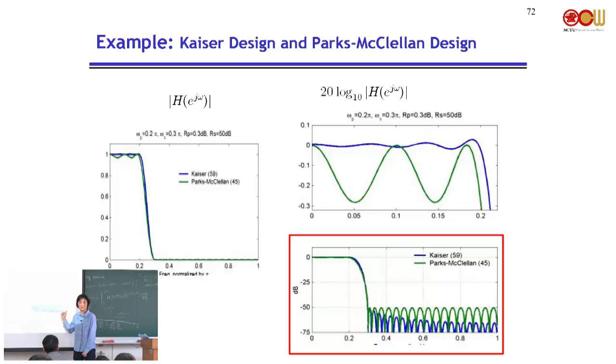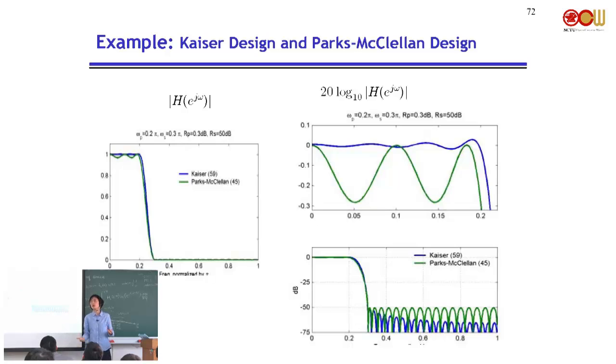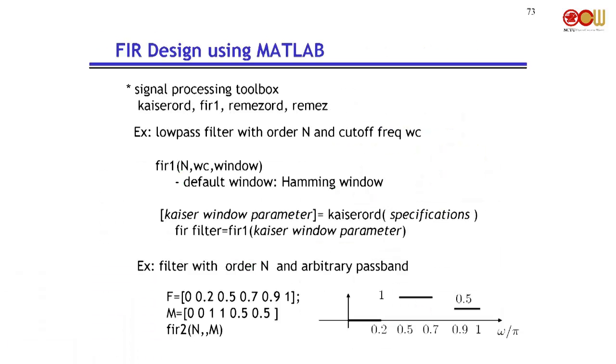Which one is the Kaiser window design? The blue one or the green one? The blue one. It's not equal ripple, right? The ripple size gets smaller and smaller. But in the green one, it's all equal ripple. Okay. So because of the full exploitation of the freedom in the specification, we can get a smaller order. Right now, it's very easy to design these filters using MATLAB.